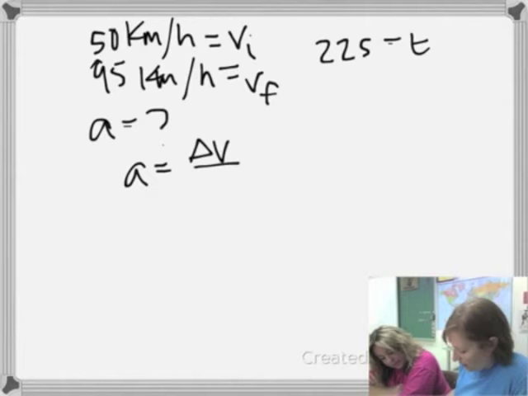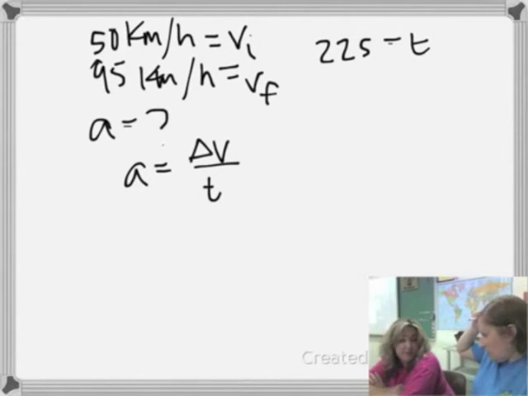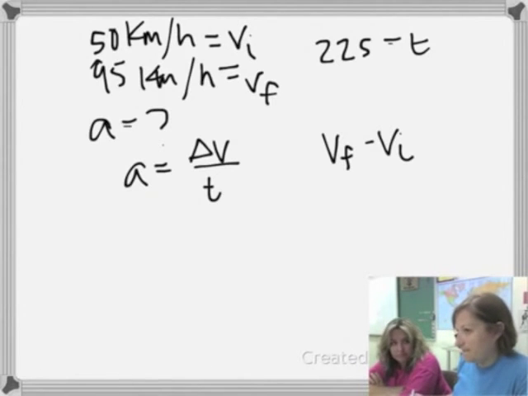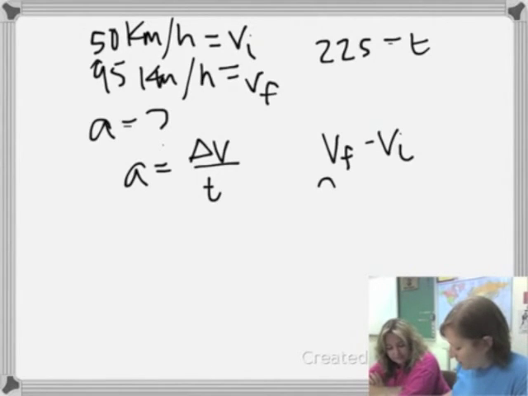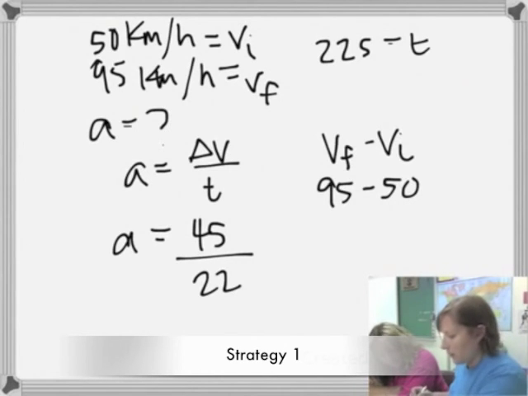So I have this equation. It has A, V, and T in it. And the delta, if I remember, that was change. Yes, change. So how do I find that? You're going to need to subtract. It's your final minus your initial. So I'm going to do 95 minus 50, and that is going to give me 45. And so that's my delta V. I'm looking for A, and T was 22 seconds.